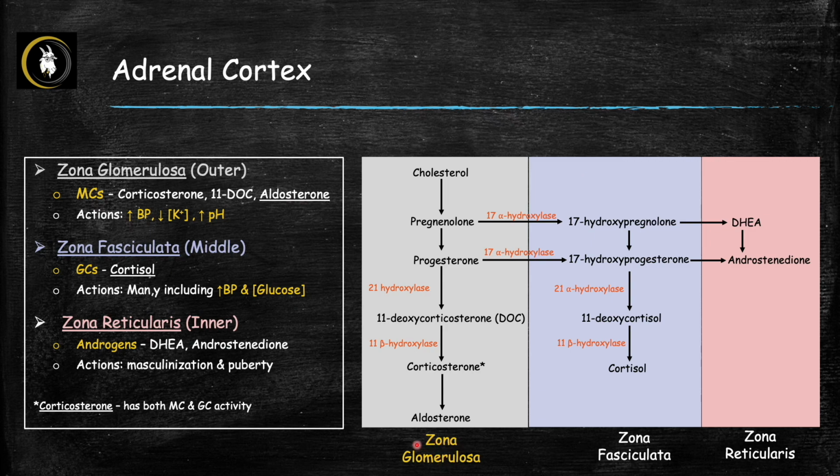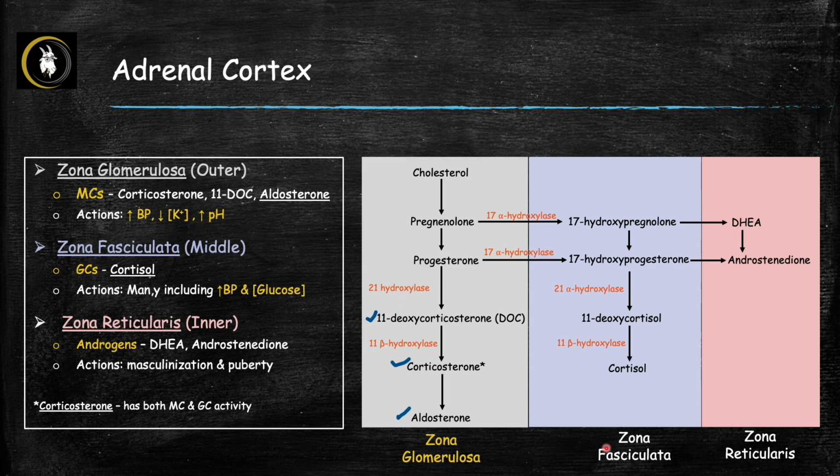So the outermost zone is the zona glomerulosa, and the hormones that are made here are called the mineralocorticoids. And the three mineralocorticoids are aldosterone, corticosterone, and 11-DOC. And from these, aldosterone is the main mineralocorticoid, but you should know that these other two also have mineralocorticoid activity because this is going to become important later in one of the diseases that we're going to talk about. Mineralocorticoids have three important actions. They increase blood pressure, decrease serum potassium, and increase serum pH.